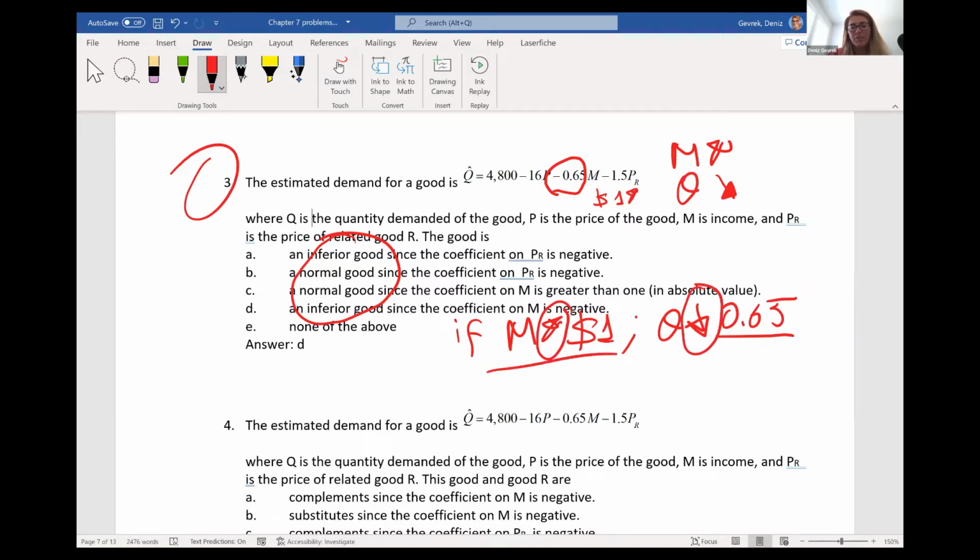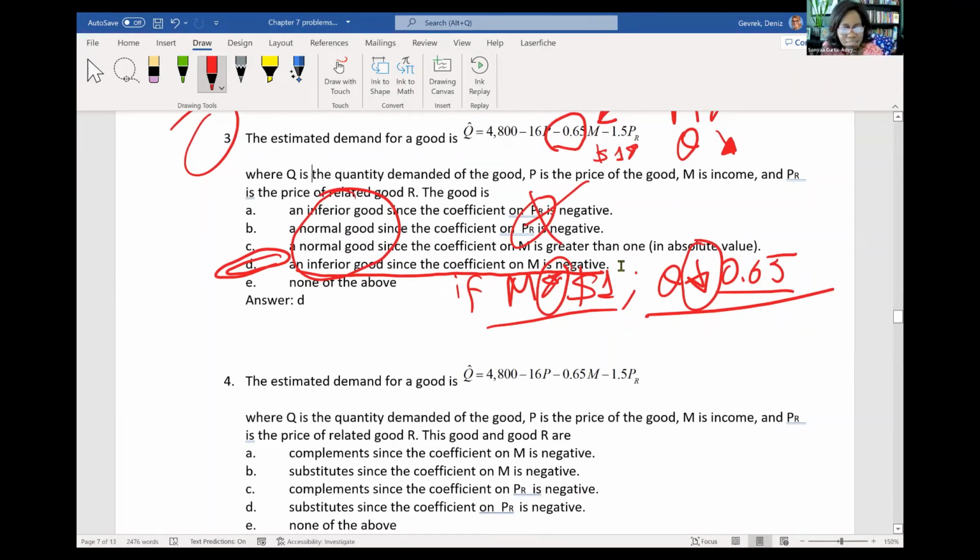Oh, okay. So people make more money, they now consume less of this. Therefore, this is an inferior good. And normalcy and inferiority is known through M, people's incomes. It's an inferior good since M is negative. And this is a trickster. PR has got nothing to do with it. It's a related good.